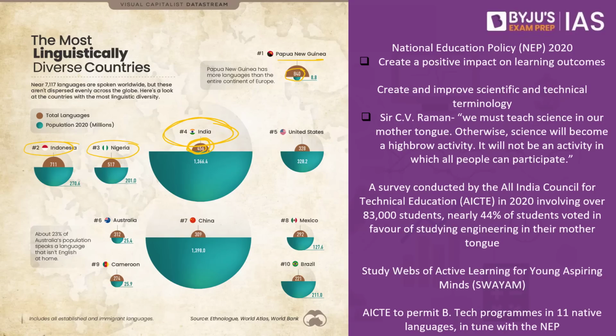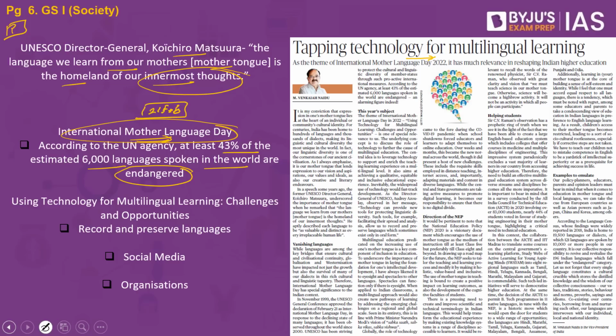It might have been updated in 2022, but for now, with respect to 2021, these are the countries which have the maximum number of languages according to the global statistics. Now, if we look into the year 2022, and if we consider the theme for the International Mother Language Day, what is the theme? The theme is using technology for multilingual learning, challenges and opportunities. What is it speaking about?